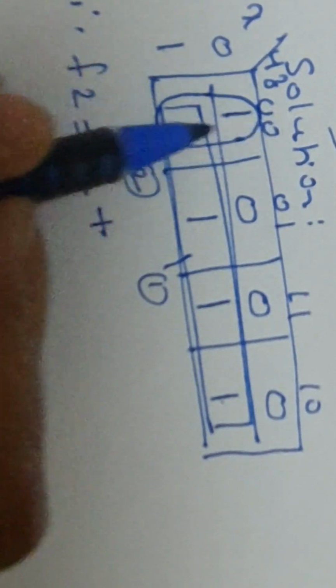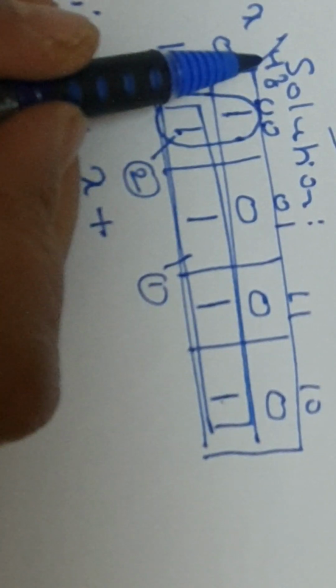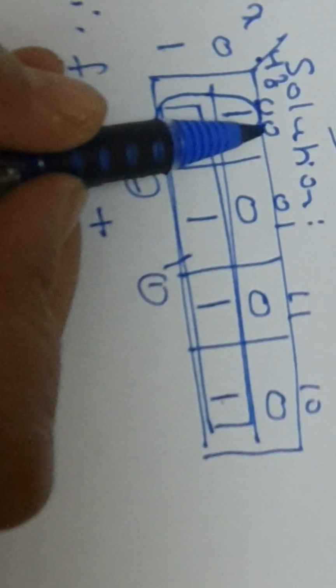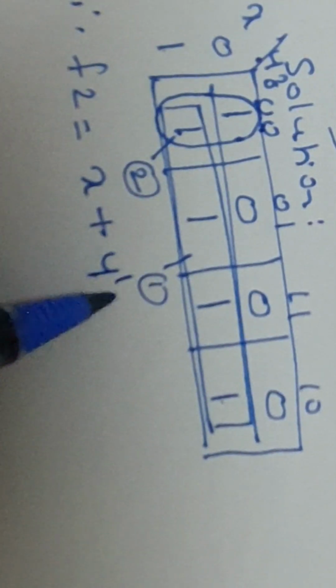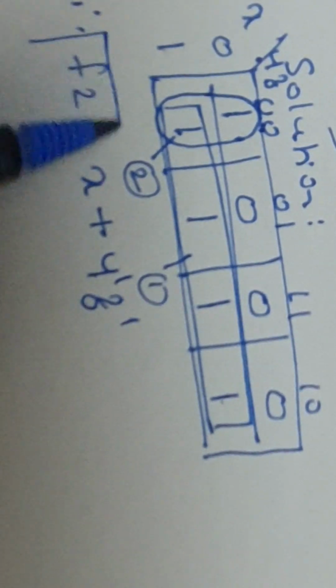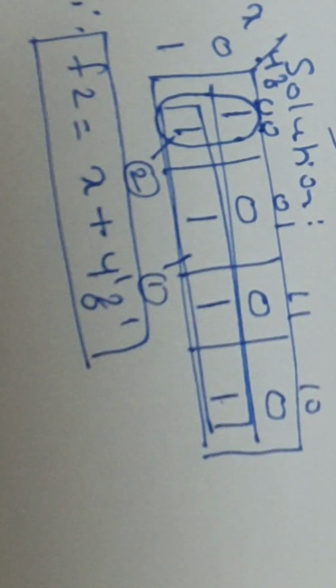But both ones fall in only one column. So 0, 0. This 0 corresponds to y, hence y dash. This 0 corresponds to z, hence z dash. So y dash, z dash. So this is the simplified solution for example 2.